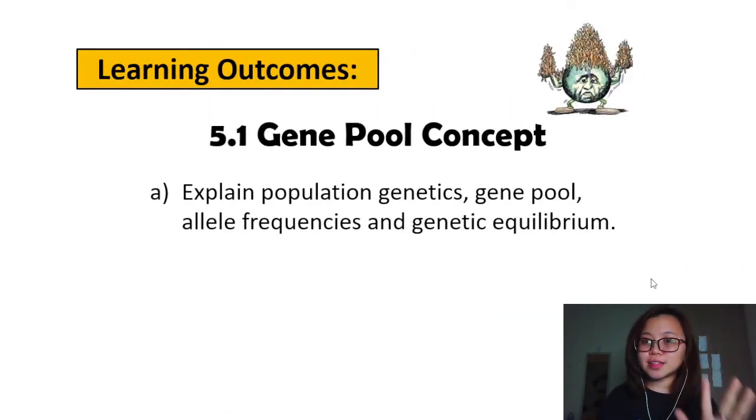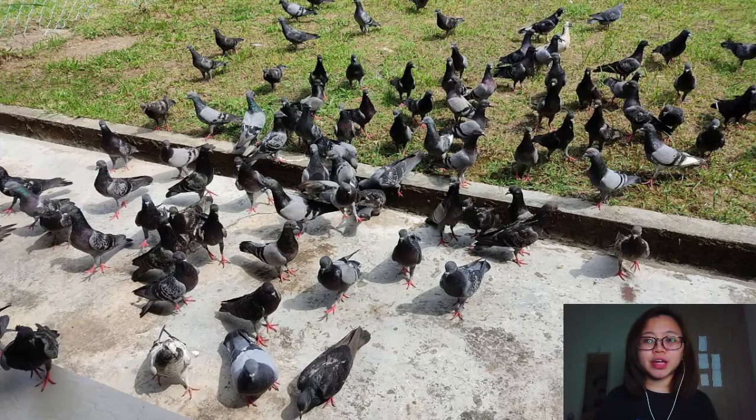And of course, let us start with the first subtopic, 5.1 gene pool concept, where you will be able to learn population genetics, gene pool, allele frequencies, and also genetic equilibrium. Now let's go into this subtopic by looking at this picture of all the pigeons in my backyard. So this was taken just a few days ago. As you can see, this is a group of pigeons. They're all the same species. They live near my house, and they look a little bit different from one individual to the other, but you know they are all pigeons. They're all the same type of animal.